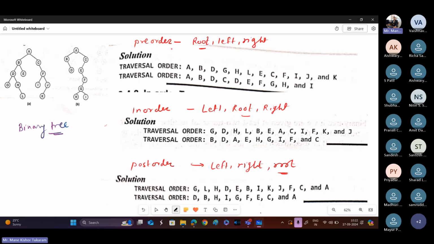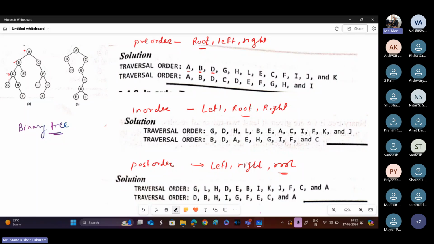Now inside the pre-order, what I required: root, left, and right. So I just process the first root A. So I just write A. The left side of that particular A is B. So I just process the B. Again, B having the particular left and right node. So we have to process the left node first. So here we just write A, then B, then D. That is left node of that particular. So I just write D.